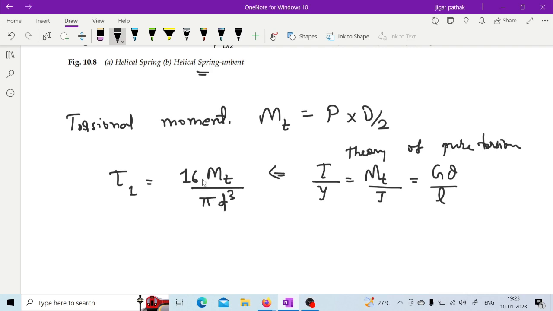right? So now if you simplify this, put the value of that Mt, then you can get it as 8PD upon pi d cube. So you know what is P? That is the load applied. This D is the mean coil diameter. This small d is the wire diameter of the spring, right? So this is how you have the shear stress developed in your spring.